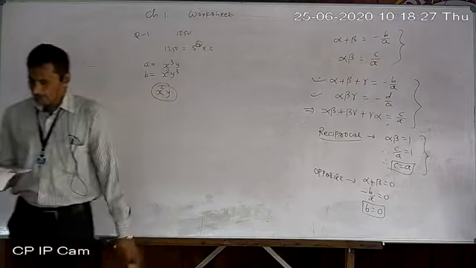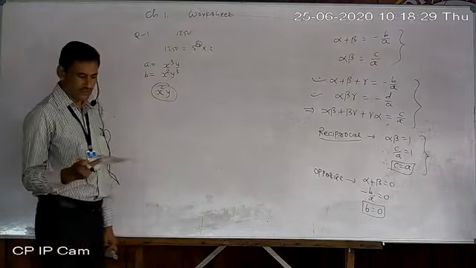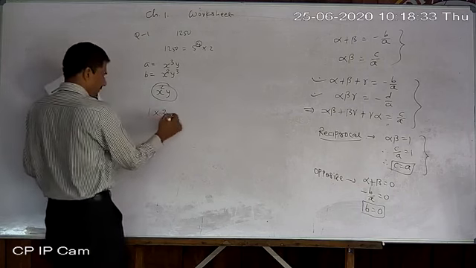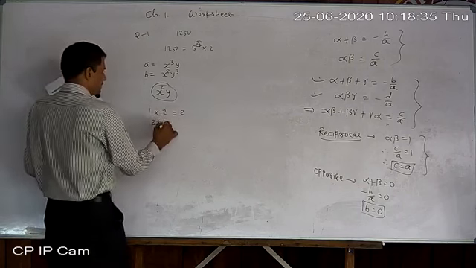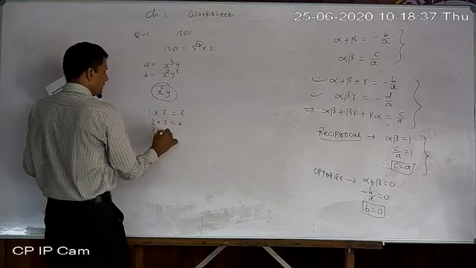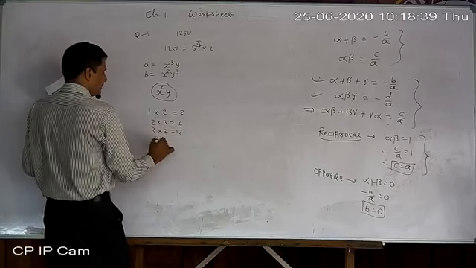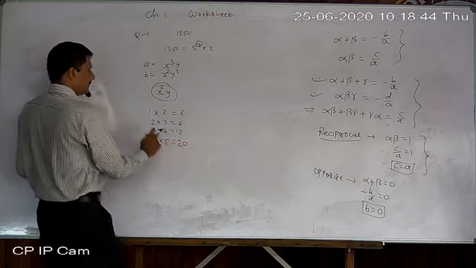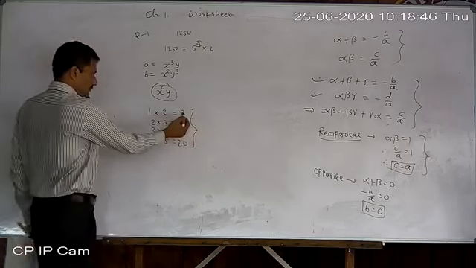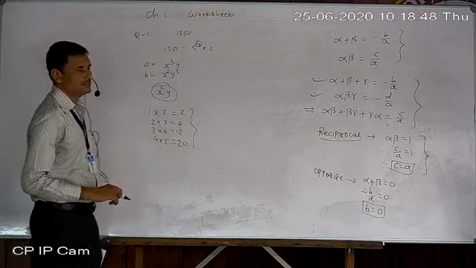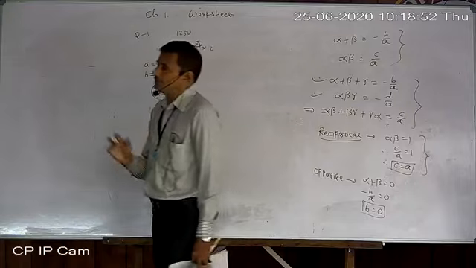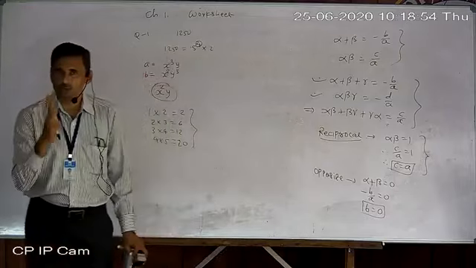Number 3. The product of two consecutive positive integers is always divisible by? Take some examples. Two consecutive products: 1 into 2 is 2, 2 into 3 is 6, 3 into 4 is 12, 4 into 5 is 20. Okay, by taking examples only you can understand. Now all are divisible by 2, meaning all are even numbers. So the product of any two consecutive integers is always even, meaning divisible by 2.